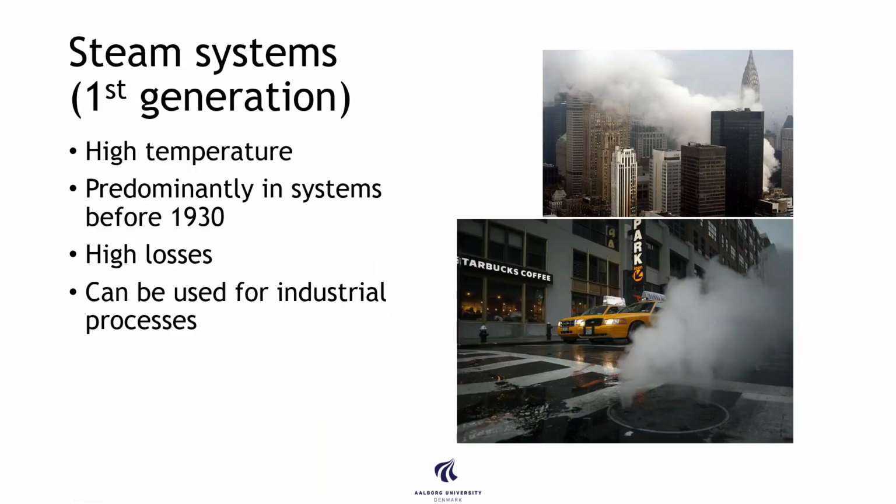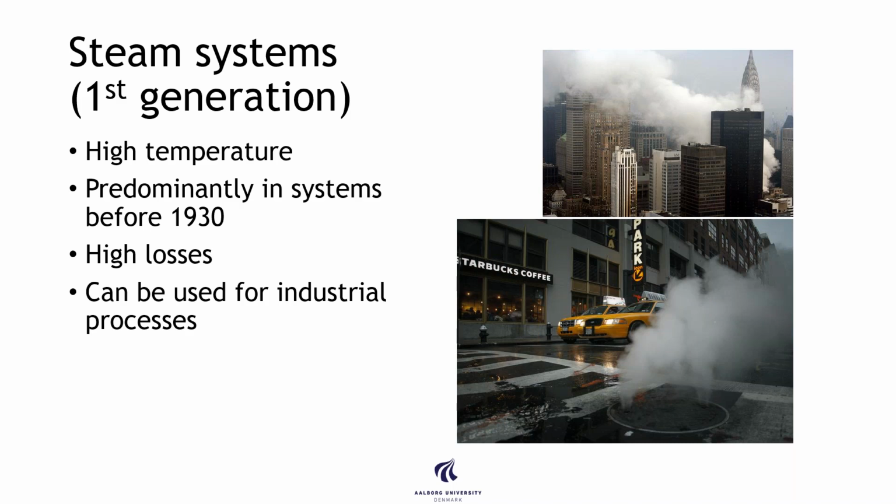So what is district heating? When we say that, maybe it's good to clear up, also when we talk about different generations of district heating. What we call first generation district heating is based on steam, at very high temperature, underground, predominantly used in systems before 1930. High losses are a characteristic here, so this is one of the reasons why you want to try and lower the temperature, and that's also what happens as we go through the generations.